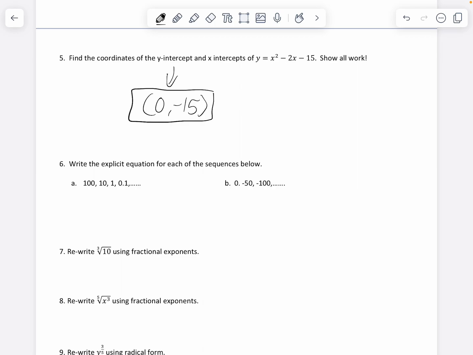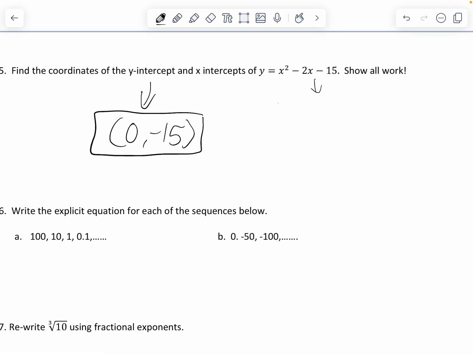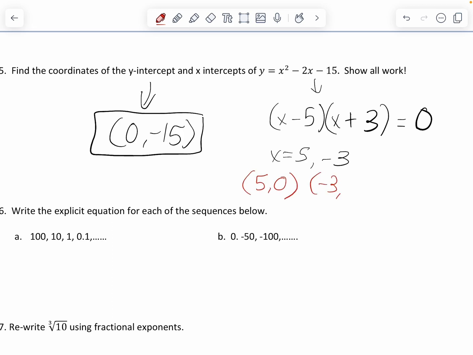My x-intercepts come from my factors and then using the zero product property. So I'm going to do factoring here. What times what is x squared? X times x. What multiplies to negative 15 but adds to negative 2 would be negative 5 and positive 3. And if I set each of them equal to 0, I'll figure out what my x-intercepts are. What minus 5 is 0 is positive 5. What plus 3 is 0 is negative 3. So my two x-intercepts are 5, 0 and negative 3, 0.